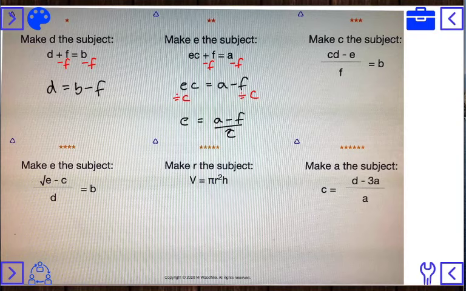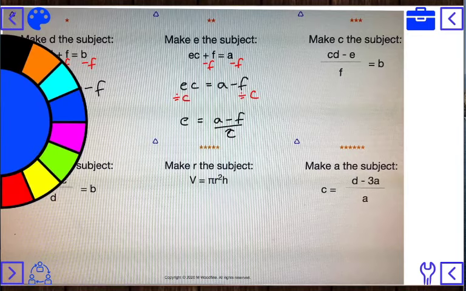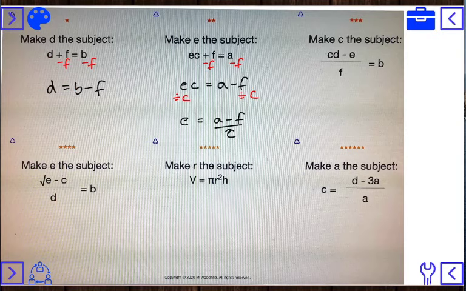Moving on to question 3, we need to make C the subject, and there are several steps here. So let's just label them off to make our life a little bit easier. First thing we did was we times by D, then we subtracted E, and then finally divided by F. So B equals C times D minus E, all divided by F. There are the 3 steps that we took in order to get B.